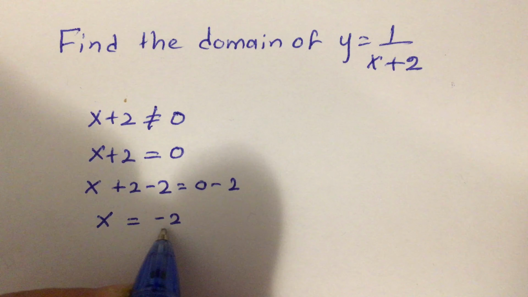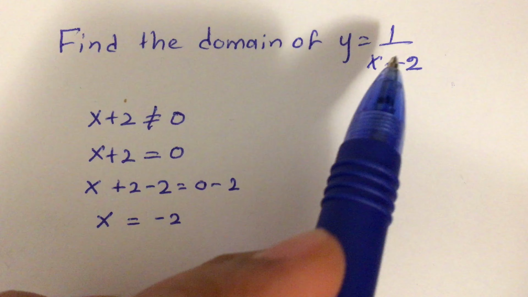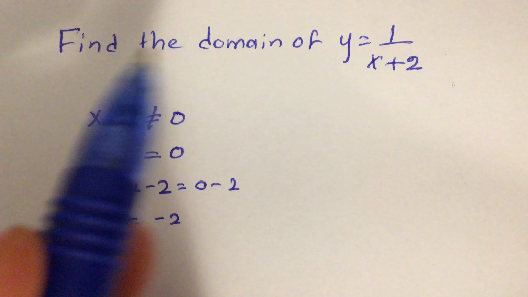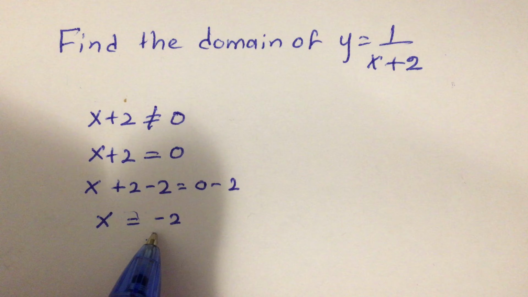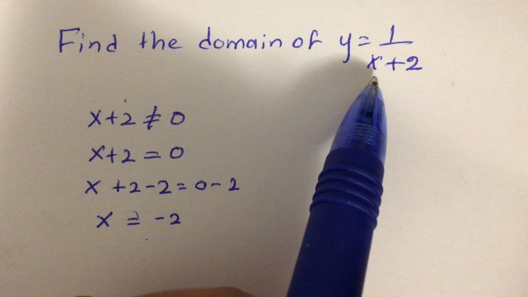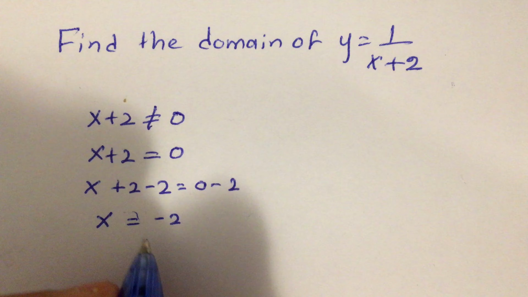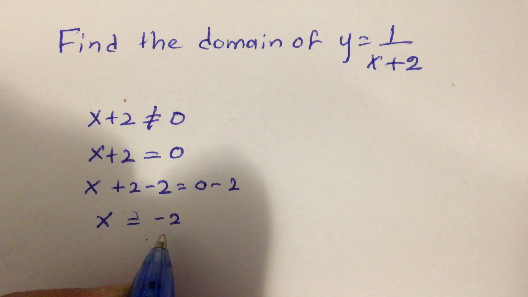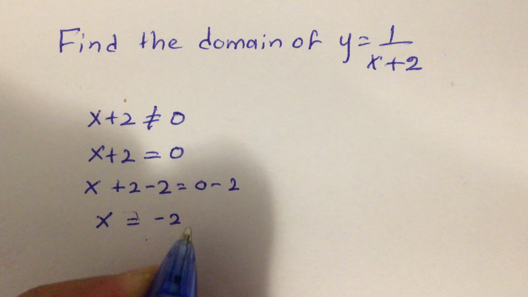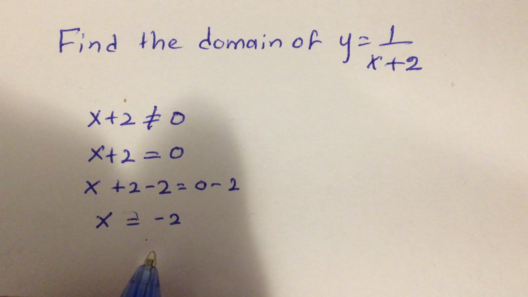So at x equals negative 2, your denominator is 0. So this is the only point where you get your denominator equals 0. Okay, so x equals negative 2. So in the domain, you have to remove this negative 2. So what will be the domain of this function?